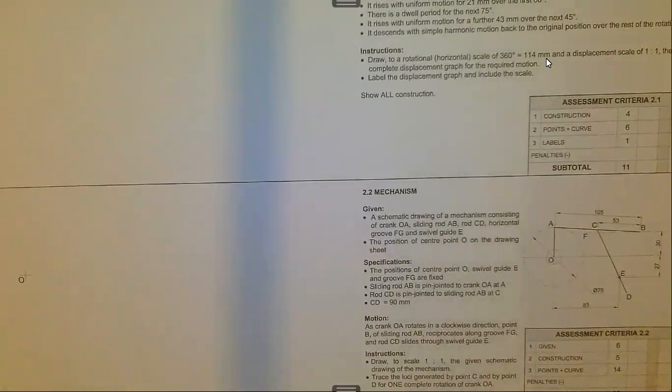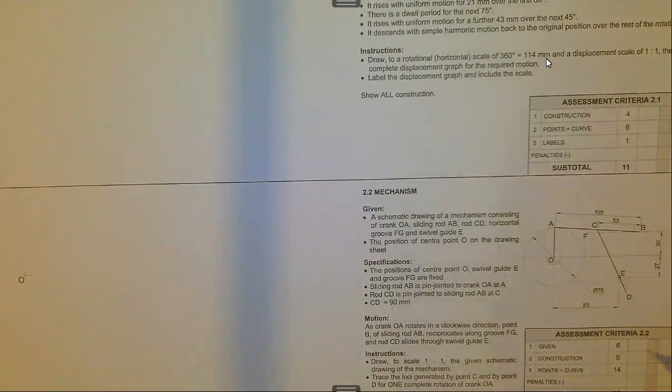A schematic drawing of a mechanism. OA. We have got OA as our crank. Remember, the moment you hear the word crank, you know the motion is in the form of a circle.